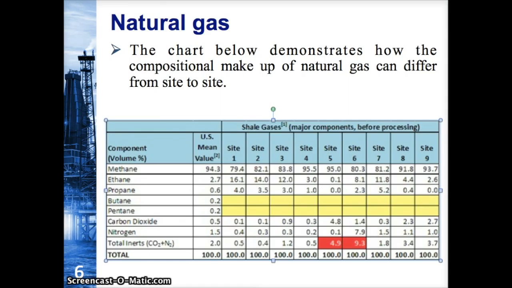That's what I want to get across in this particular graph. If you were here at site number 1, your compositional makeup of methane is 79%, and over here, depending on where you are in the world, it could be 95. Your petroleum gases over here are quite high, 16 and 14, but over here it's 0.1 and 0, next to nothing. Same over here, your inerts, 4%, almost 5%, and then over here, 0.1 and 0.3, next to nothing. So in your reservoir, the compositional makeup of methane, ethane, propanes, inerts, and condensates can vary quite a bit, and I need you to know that.